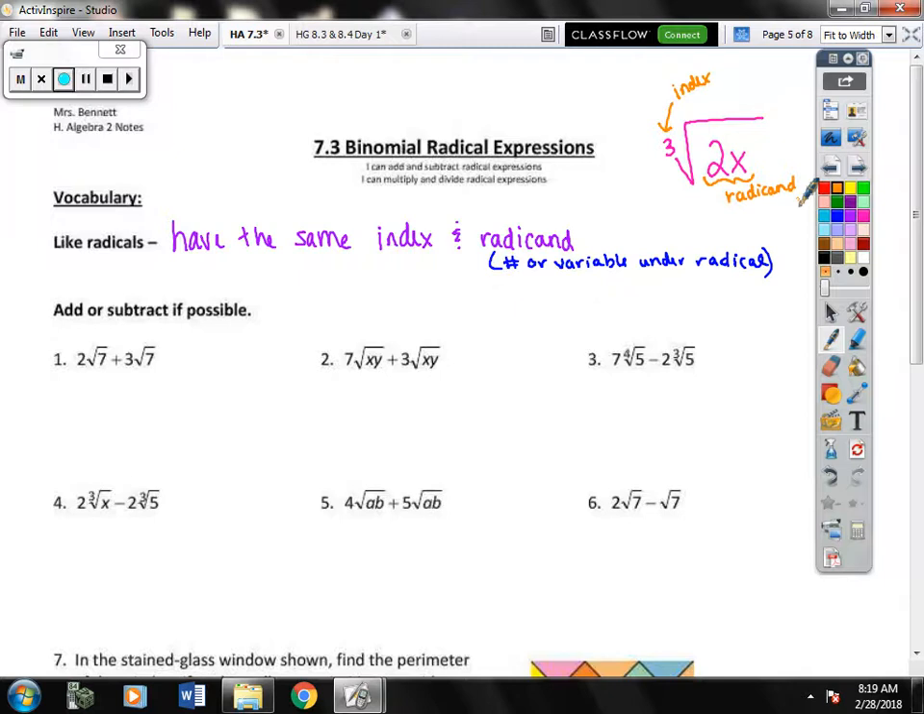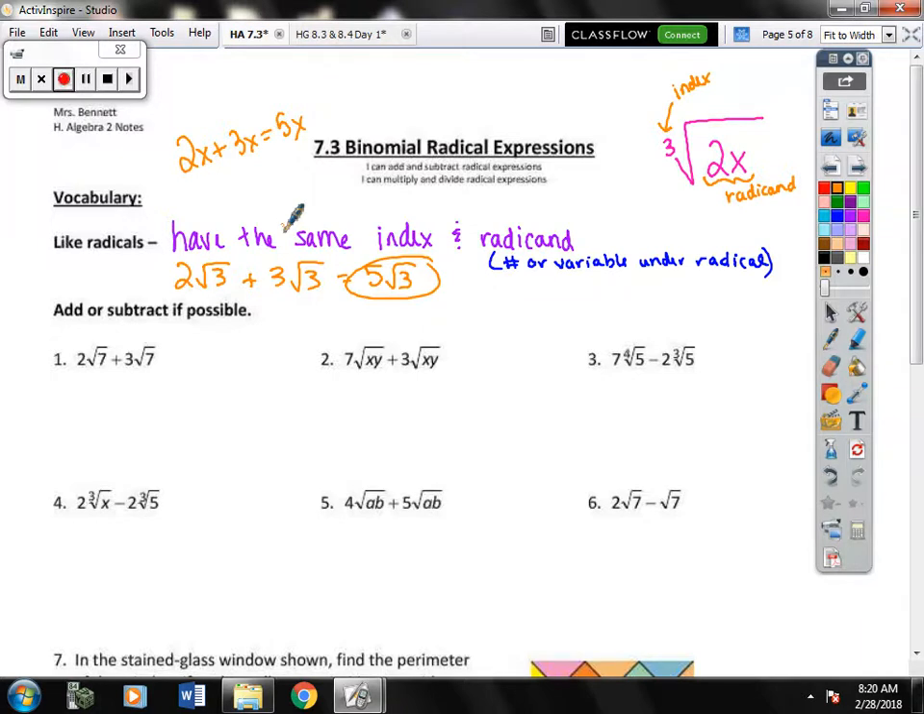And you add like radicals as you would like terms. Like 2x plus 2x would be 4x. If you see 2 square root of 3 plus 3 square root of 3, you will add the outside numbers and you will keep the like radicals the same. So this would be 5 root 3. Again, it's just like adding like terms, but instead of having variables, we'll have radicals.